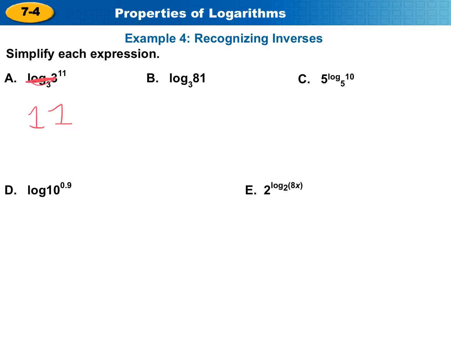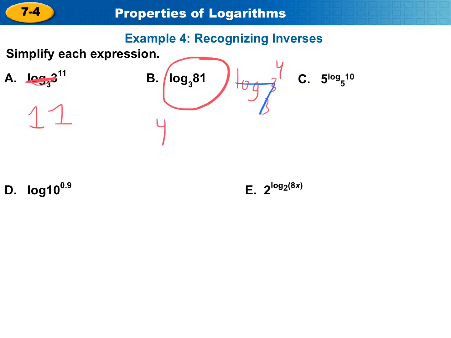Alright, log base 3 of 81. You can either rewrite 81 as 3 to the 4th power and they cancel out, or you can just recognize that this all becomes 4. So you could have recognized it this way, where those canceled out and you were left with 4.